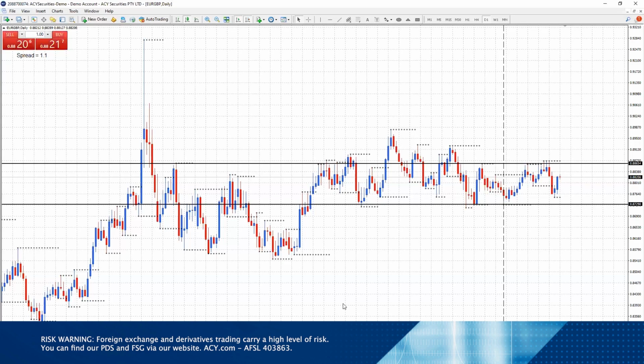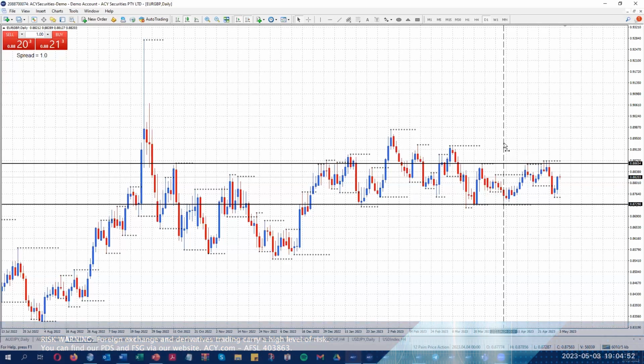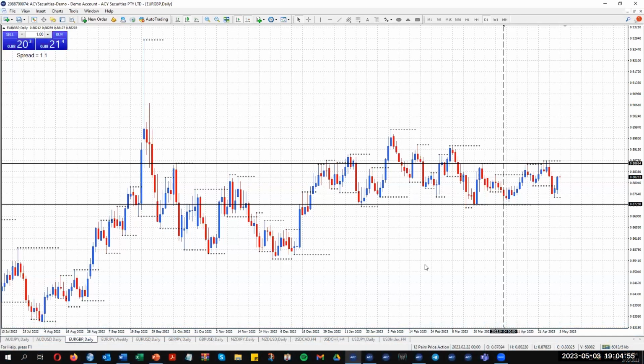So let's just start with the euro pound. Now this pair has been rather range bound. This dashed line is just telling me where the new month starts. And in my commentary through the month, I've been saying it's range bound, but there's a broad range here.